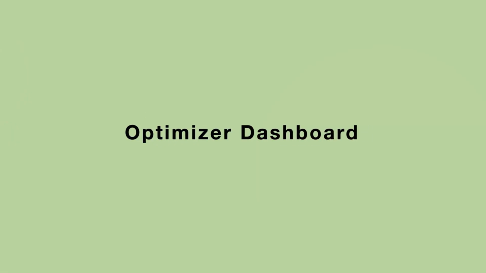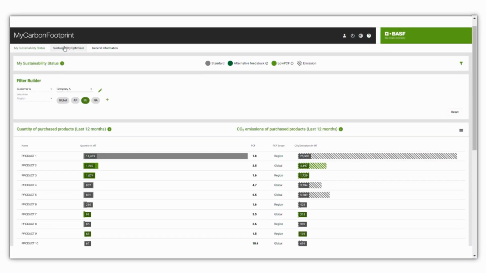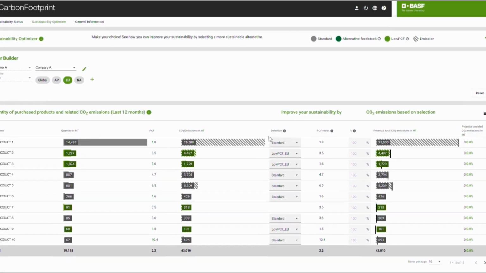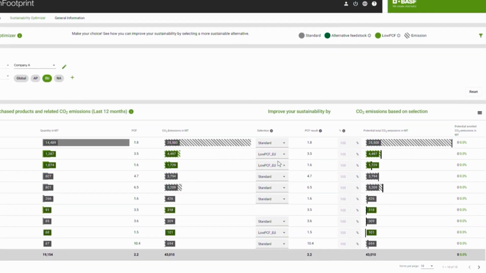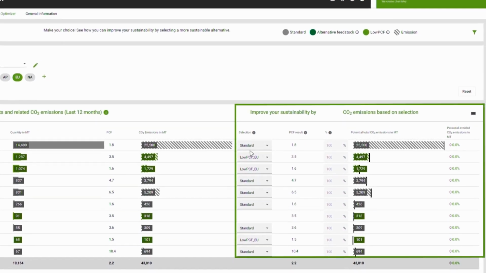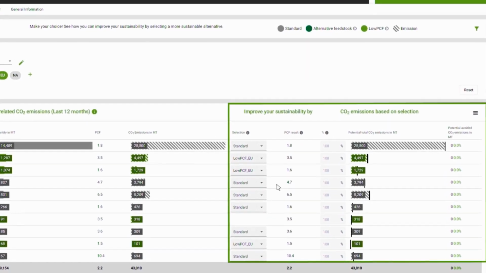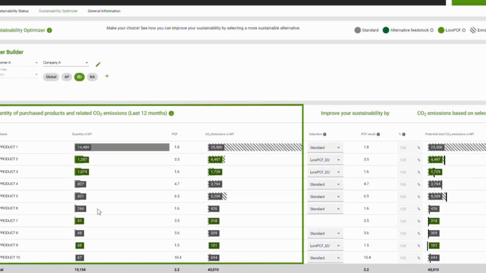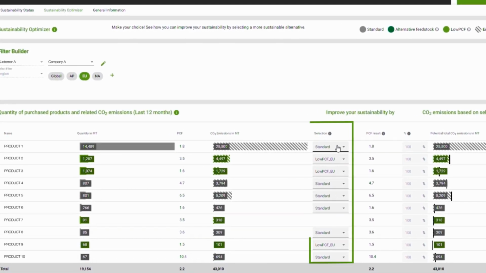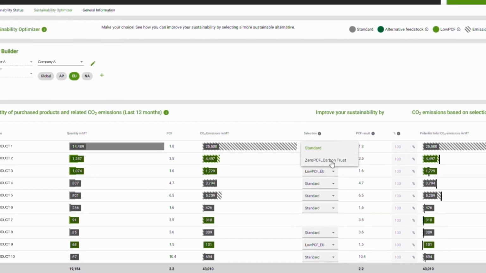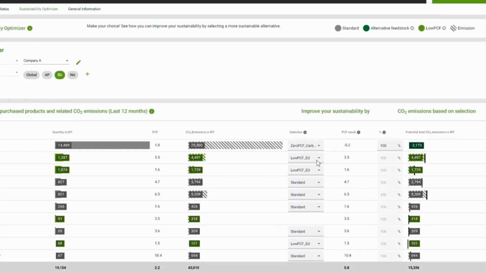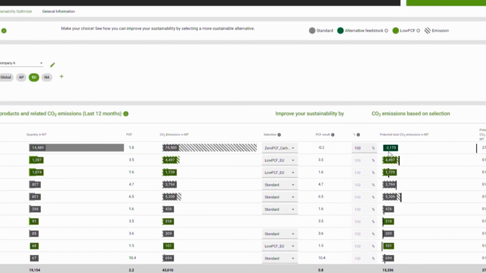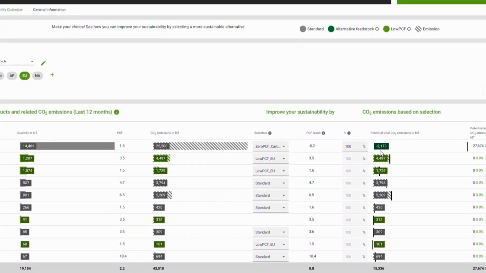Optimizer dashboard. Optimization is the core competence of MyCarbonFootprint. On the Sustainability Optimizer page, you can quickly visualize potential portfolio improvement options. On the left side of the page, the current status is shown. By selecting the sustainable options via the drop-down menu, the tool calculates by how much CO2 emissions can be reduced when switching to a more sustainable product variant.